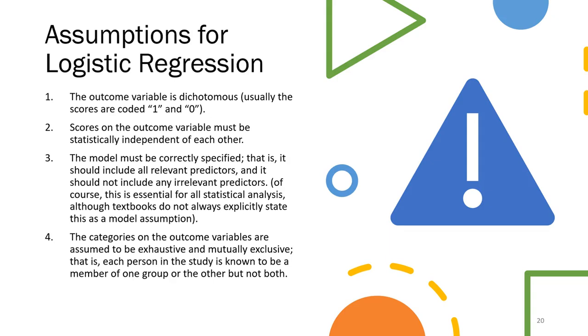The assumptions for binary logistic regression are less restrictive than the general linear model and are as follows. Number one, the outcome variable is dichotomous, meaning the outcome has to be yes or no. Number two, scores on the outcome variable must be statistically independent of each other. Number three, it's important that the model only includes relevant information and leaves out irrelevant information. And number four, participants in the study can only be classified as a member of one group and not the other group. That goes back to the concept of them being mutually exclusive.